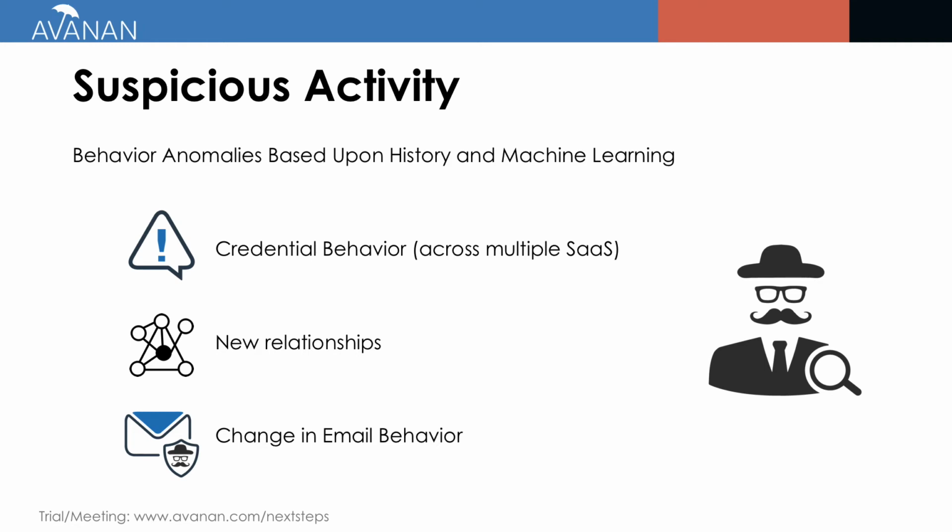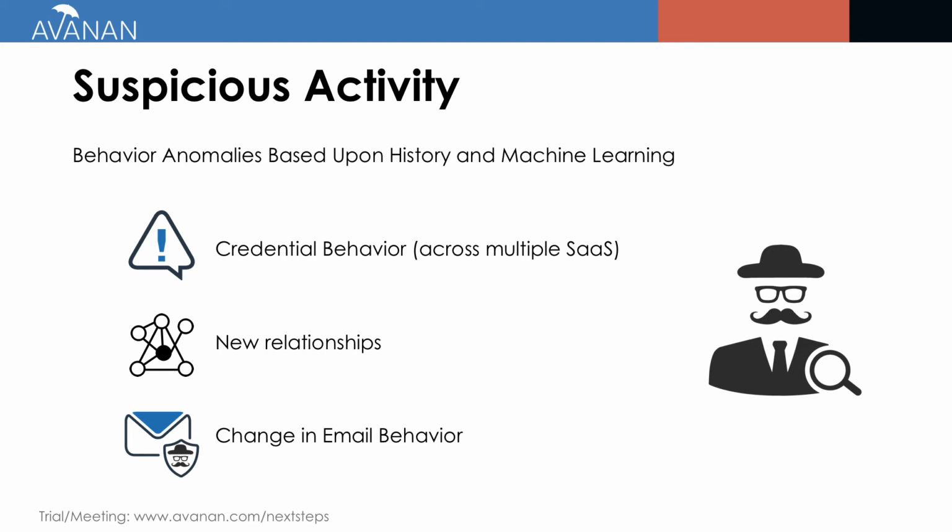We're also looking at new relationships. So if there's an unknown sender that has never been communicated before, whether it's a new user or a new domain, we'll alert you on that. In addition to change in email behavior or even in the SaaS behavior. So if someone is encrypting a lot of files at once, deleting them, uploading a lot of files at once, or is sending many emails in a short amount of time.